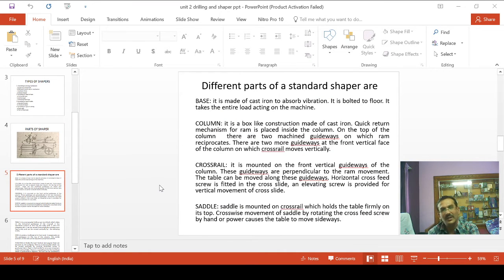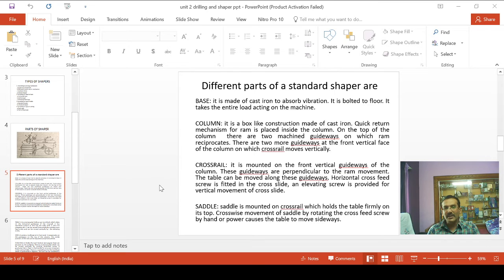First, the different parts of a standard shaper. The first one is the base. It is made of cast iron to absorb vibration, and it is bolted to the floor. Heavy components are shaped in a shaper, so the base is very rigid in construction. It takes the entire load acting on the machine.